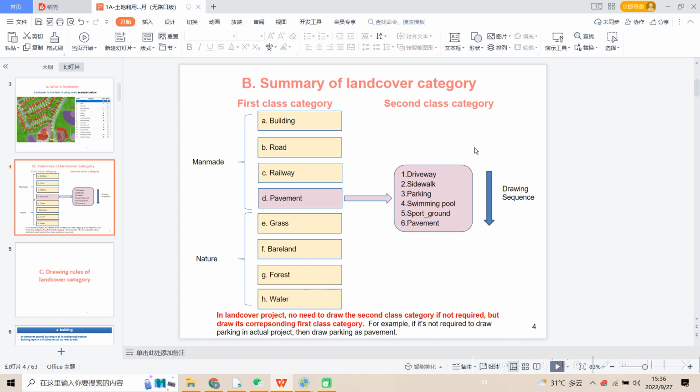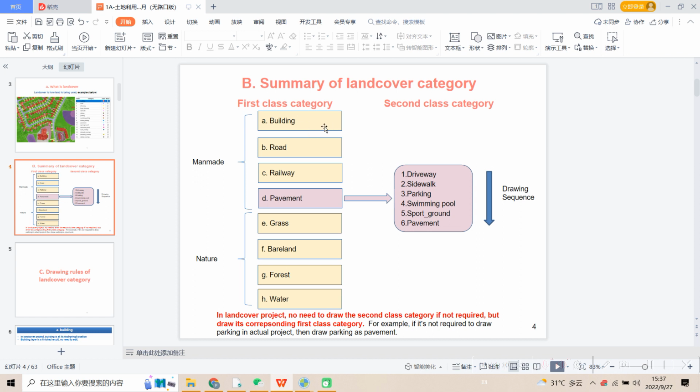And the second class category is the detailed subdivision of the pavement, which is divided into driveway, sidewalk, parking, swimming pool, sports ground, and pavement. And the join sequence will be from top to bottom.